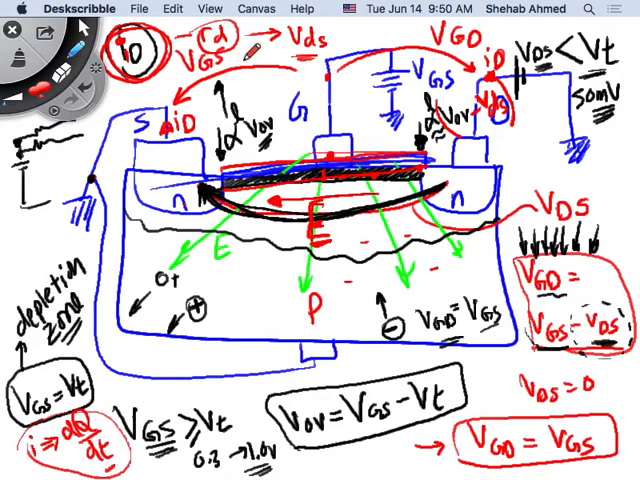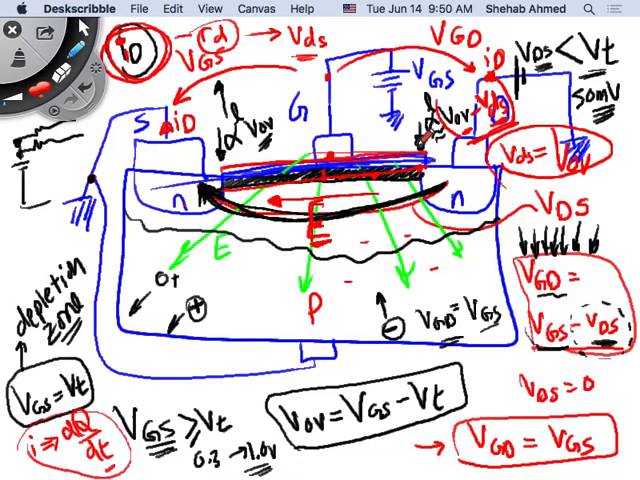And then, when does the channel become completely pinched? Again, we look at the proportion. The width of the channel is proportional to the overdrive voltage minus VDS. When VDS is equal to the overdrive voltage, the channel on the drain side becomes completely pinched. Remember, the channel width is proportional to the overdrive voltage minus VDS. If VDS is equal to the overdrive voltage, then the channel here is 0. It's pinched.